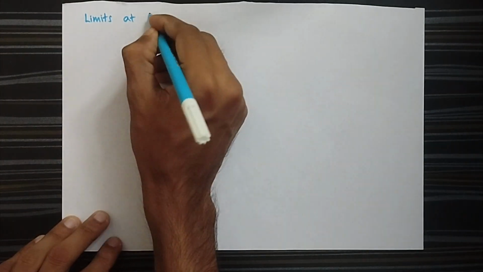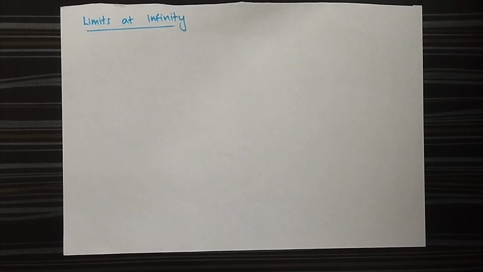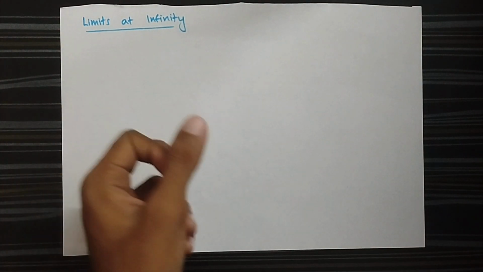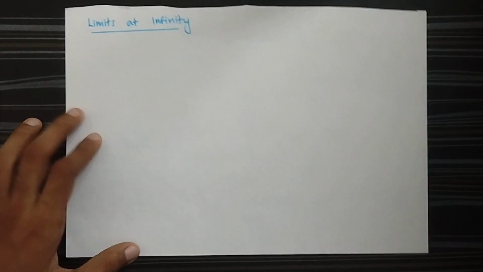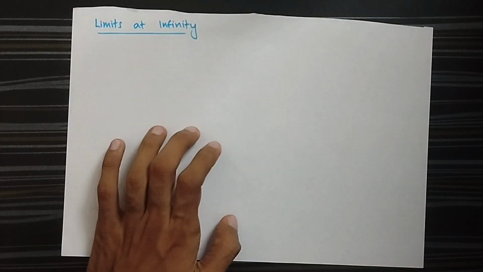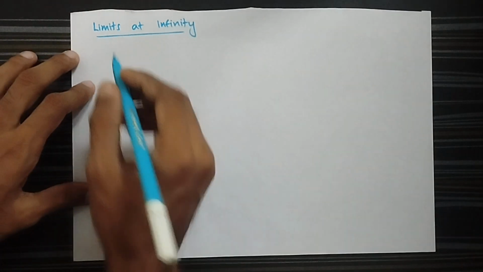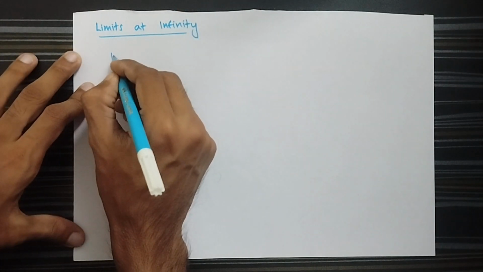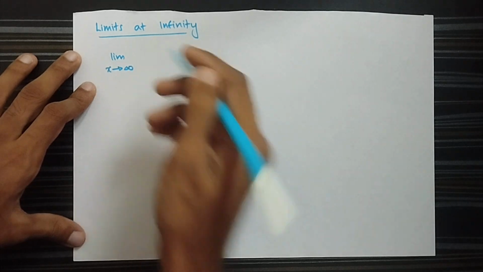Limits at infinity. So what are limits at infinity? We've talked about limiting to a certain number a, but for infinity nothing really changes; we can just assume that x tends to a really big number. If we keep on increasing the number, we eventually reach the infinite point. So if we denote this, we can write limit x tends to infinity.